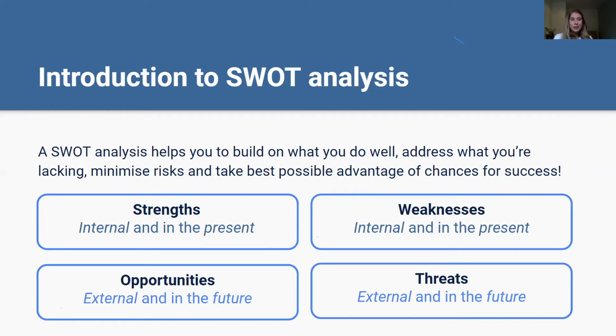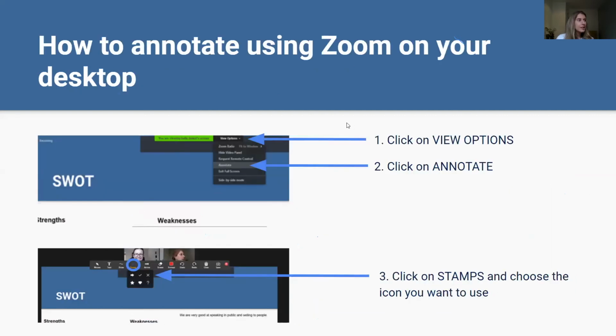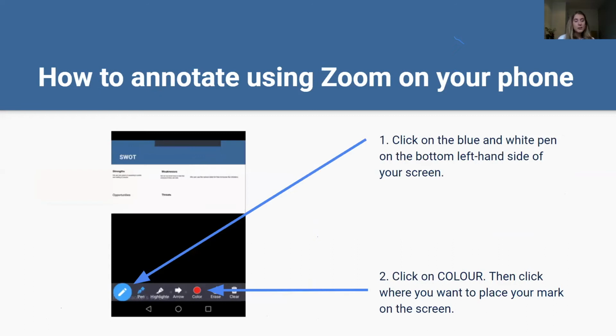So to play this game, you are going to need to annotate the screen. And I've got some screenshots to show you how to access the annotate function. So if you're watching this webinar on a computer, you need to click on View Options and then Annotate, and then you can click on Stamps and choose the icon that you want to use, like a tick, for example. So View Options, Annotate, and then Stamps if you're watching on a computer. If you are watching on your phone, then you will need to click the blue and white pen, which is on the bottom left-hand side of your phone screen, and then click on Color, and then click where you want to place your mark on the screen. So have a look for that now.